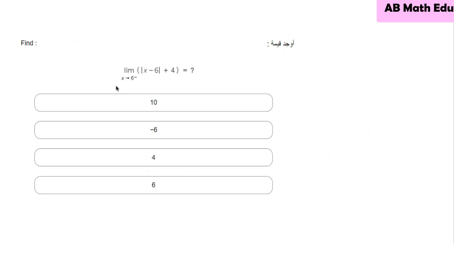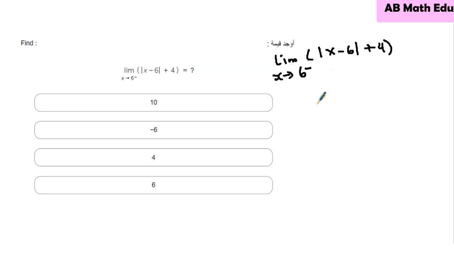Okay, let's look at the last one, and this is on the absolute. So you have to be able to read this one here. You're saying that it's approaching 6 from the left side. Okay, so the limit of the absolute of x minus 6, absolute plus 4. That limit was approaching 6 from the left. This is not negative 6. It's 6 from the left. Okay, it's approaching, so that means it's at that 6.